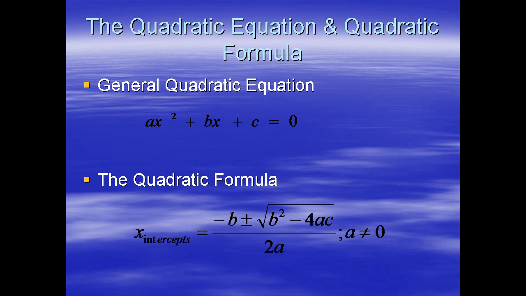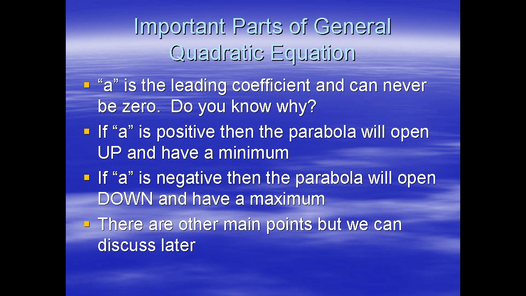So the general equation for a quadratic is ax squared plus bx plus c, and you usually set that equal to 0. It may not be given. And the quadratic formula gives x-intercepts. Now that's where the graph crosses the x-axis, which means the y's are 0. Okay? So keep that in mind.